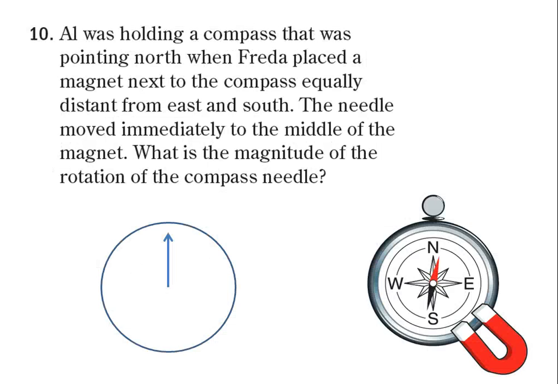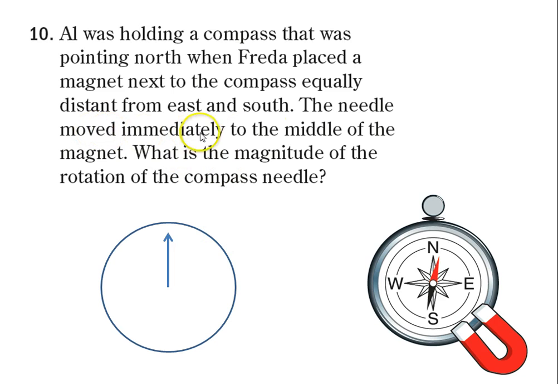Number 10 here, we have Al, who's holding a compass that was pointing north, which is what I have right here. Here's the picture from the book, and then here is the picture that I drew where the compass is pointing north. We have a magnet placed next to the compass, equally distant from east and south, so you can see that right here. So the compass arrow is going to end up somewhere right around here, in between east and south, equally spaced between those two because it says so.